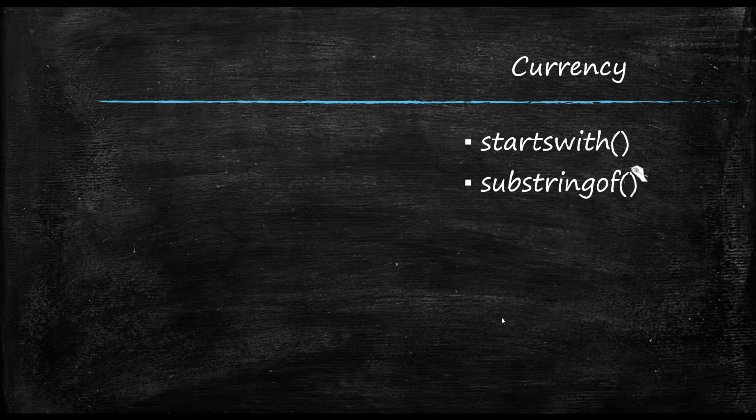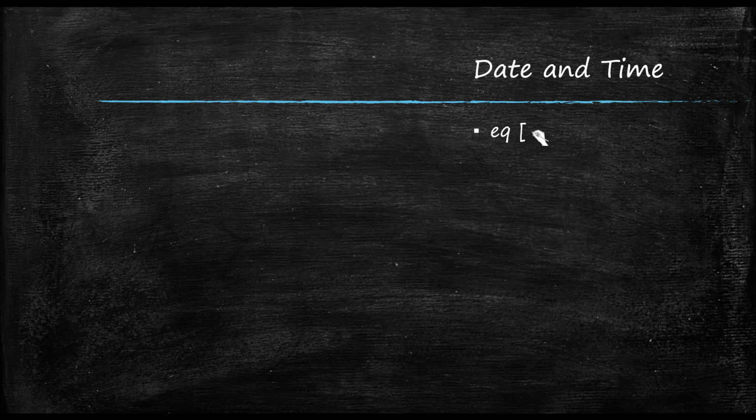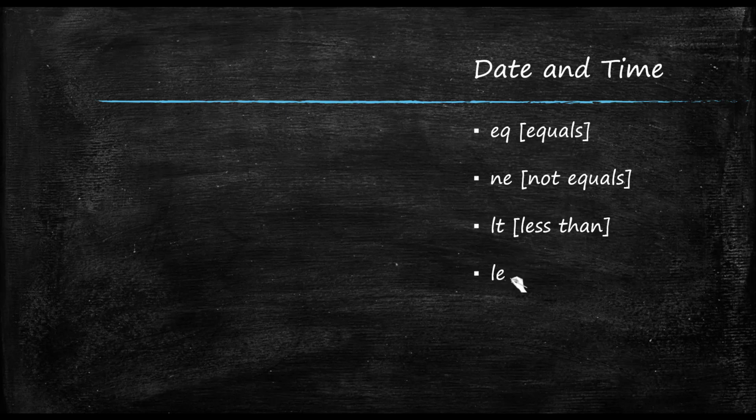Similarly, you can have the substring of, this is the contents, so it can just give you anywhere in that cost or the currency column if you want to compare anything. The next column is the date time. So with the date time column, you can apply these different types of operations. You can compare a date that is equal to, then not equal to. So if the date column is not equal to this particular date, then you can also have the less than, greater than. So if the date is before or after a particular date, you can compare that.